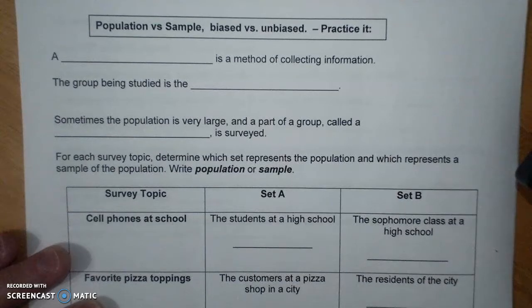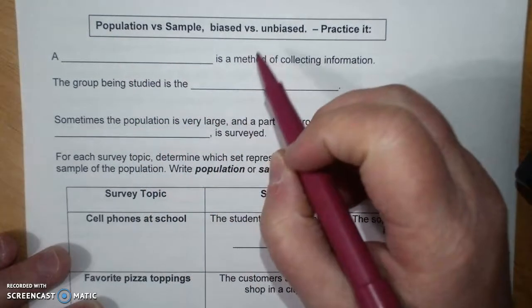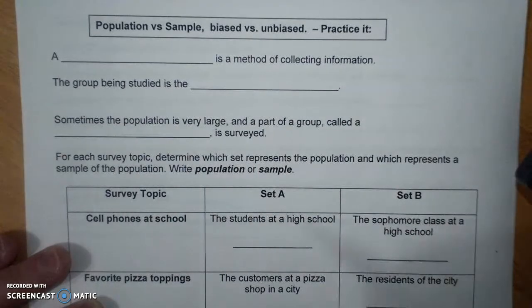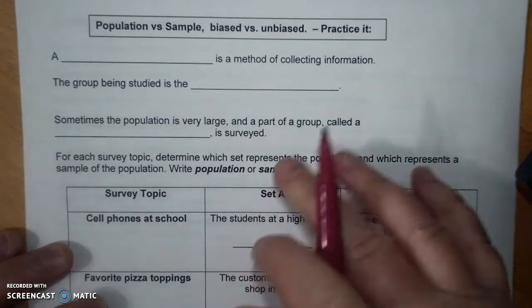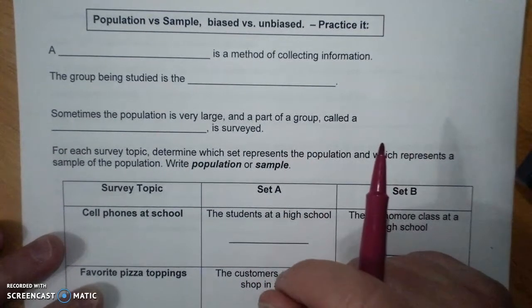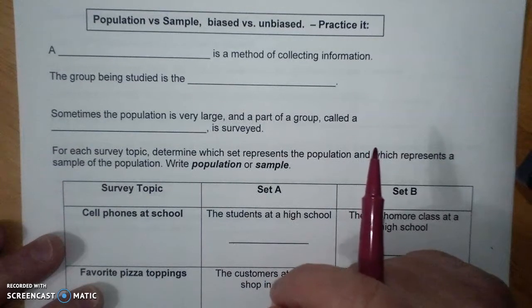If you watched the previous videos, you watched a video over population and sample, and I'm going to go through biased and unbiased. Okay, so whenever we are creating a survey, I can create a survey where I get the answer that I want, but that's not how surveys are supposed to work. Surveys are supposed to work at what's actually happening out in the world.